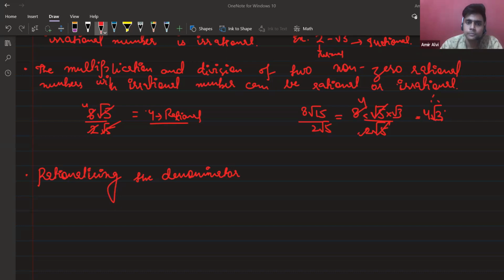Now, Simran, tell me one more thing. Now this is the example: 1 by root 2. Simran, tell me, is this rational or irrational? Irrational? Are you confused?